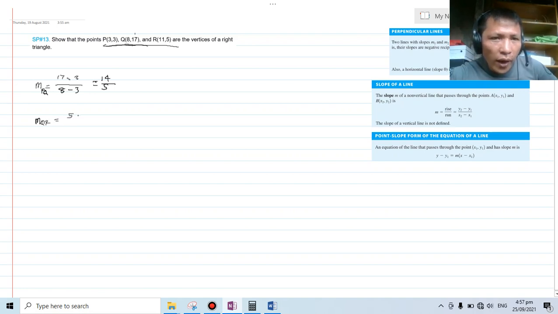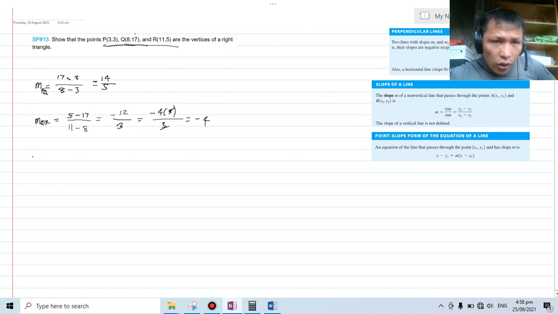So I would have 5 minus 17, and then 11 minus 8. So that would give me 5 minus 17 is 12, so that is negative 12. How about 11 minus 8? That would be 3. 11 minus 8 is 3. So divisible pa here. Negative 12 is negative 4 times 3. Diba? And then you have your 3. So basically that would be equal to negative 4.